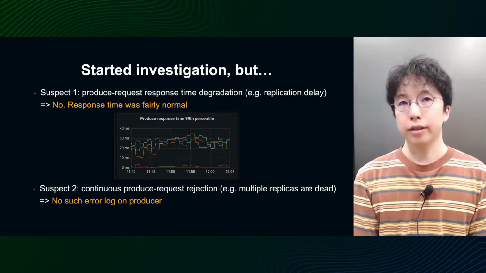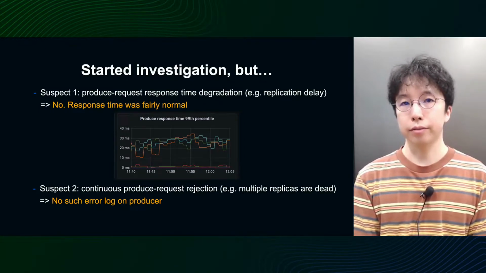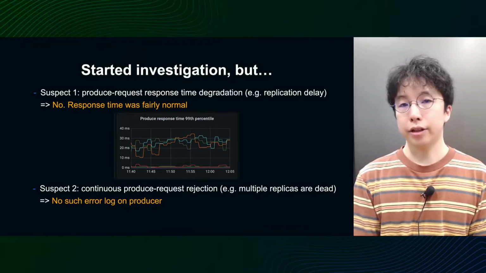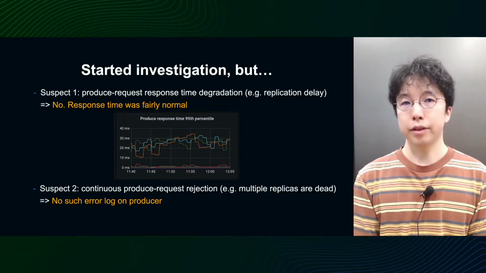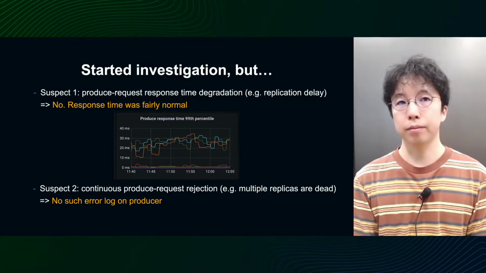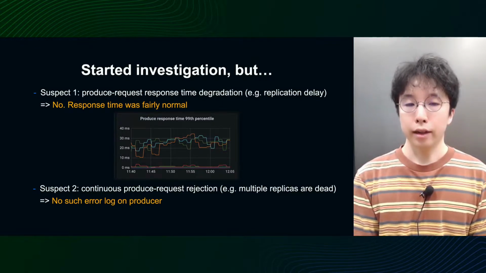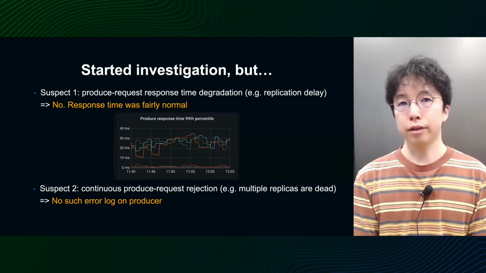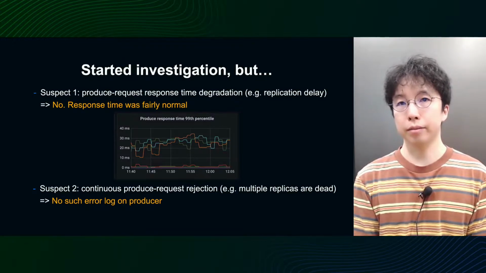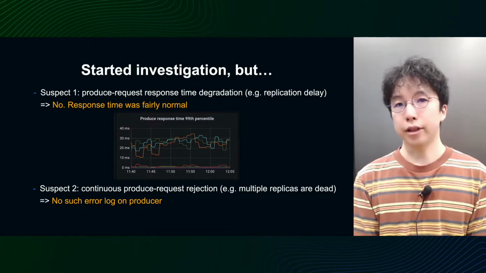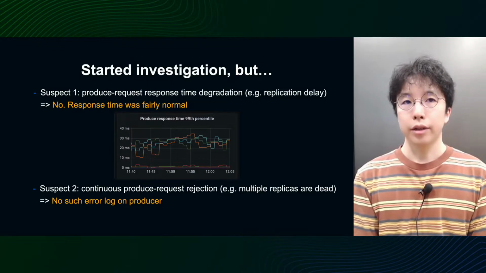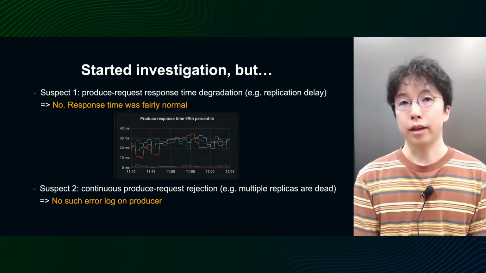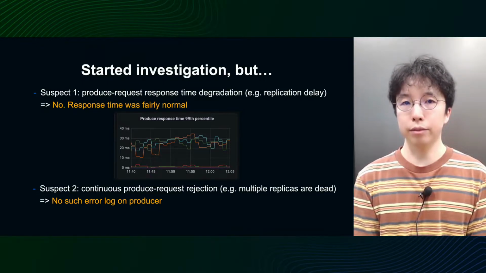We suspected an increase in the response time of a broker to produce requests, because this could happen when replication is delayed, but the broker showed quite normal metrics. Next, we thought produce requests were being rejected for some reason, perhaps multiple replicas were dead, but we could not find any logs other than request timeout on the producer side.